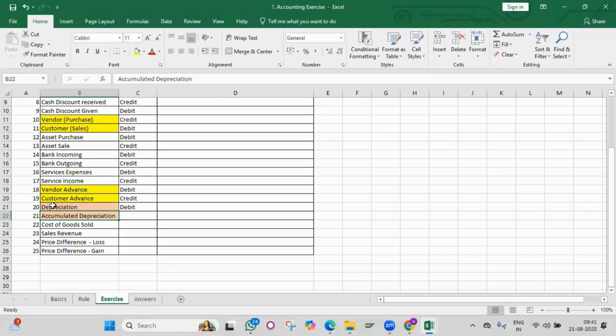Accumulated depreciation. So when you are calculating depreciation, the opposite entry will go to accumulated depreciation. So this is a credit. Credit only. It is a double entry system, debit and credit should be there, right? So accumulated depreciation will be credit.